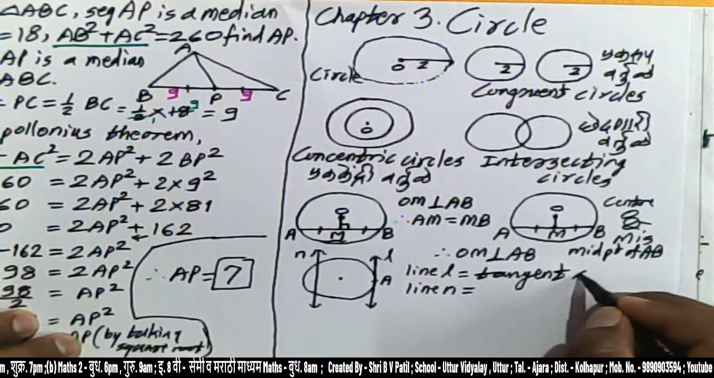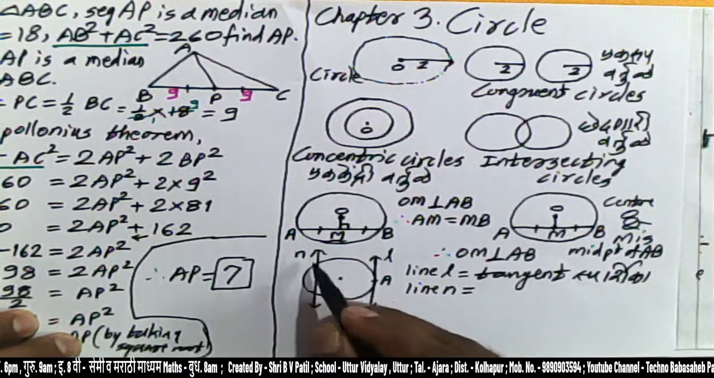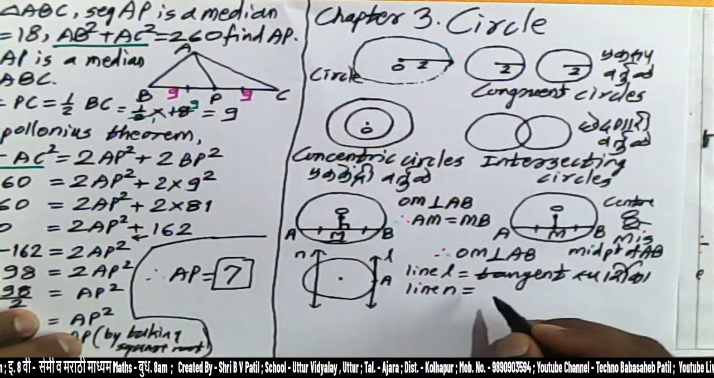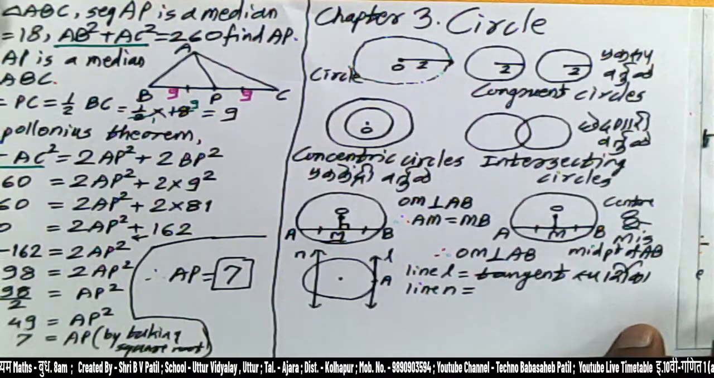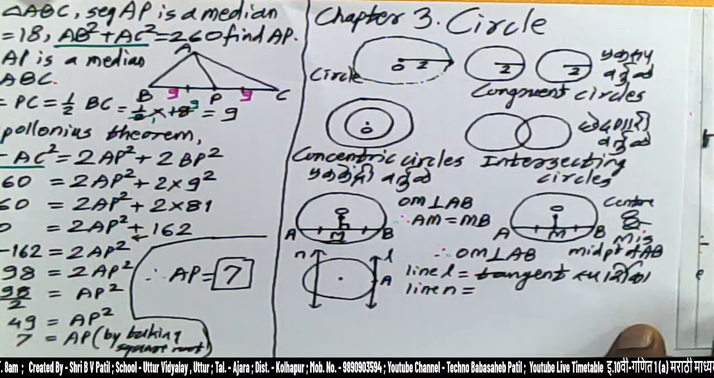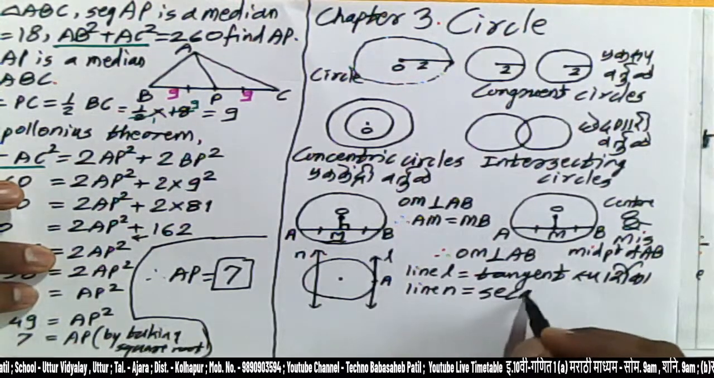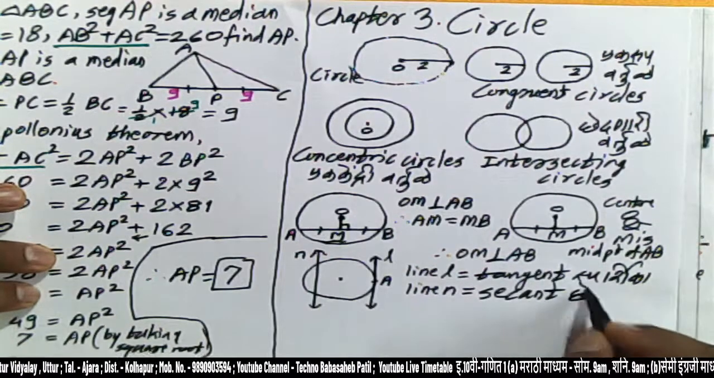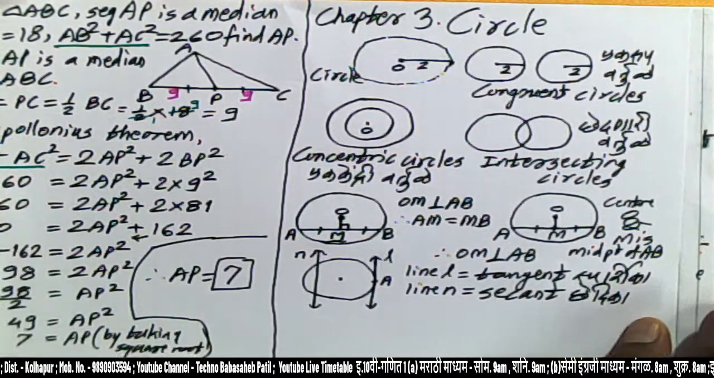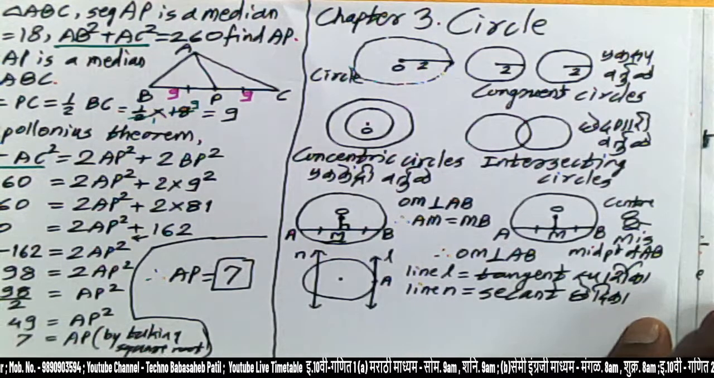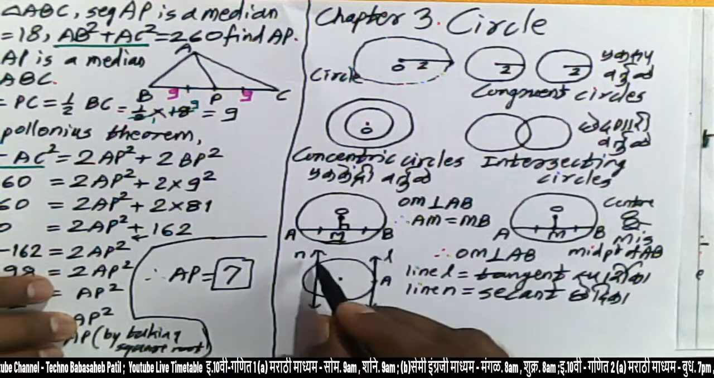Tangent means sparshika, and line N is called secant, which means छेदिका. This is tangent and this is secant.